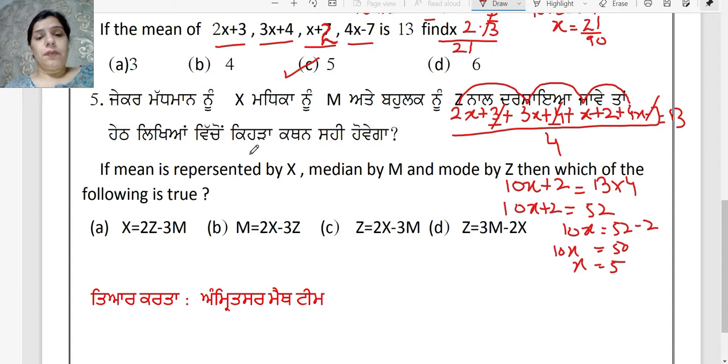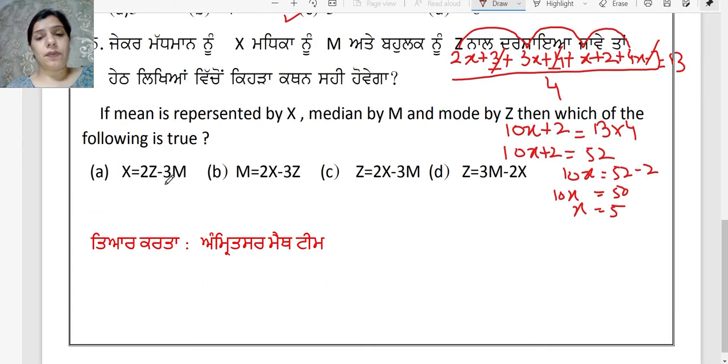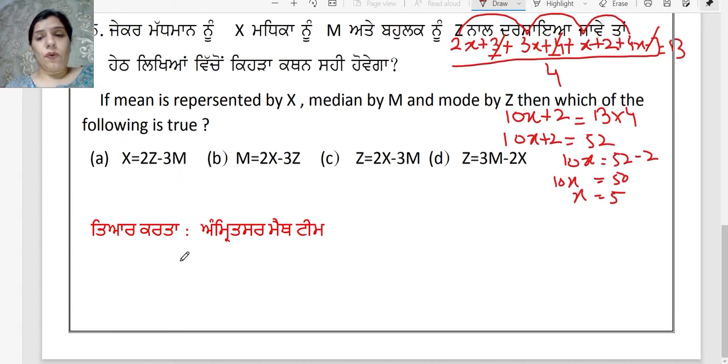Question number 5. If the mean is represented by x, median by m and mode by z, then which of the following is true? Beta, there is an empirical relationship between the mean, median and mode. Mean, median and mode बेटा central tendency के 3 measures होते हैं, ठीक है. This you will be studying in detail in chapter number 14, that is the statistics chapter. But for the time being I will tell you the relation between them.